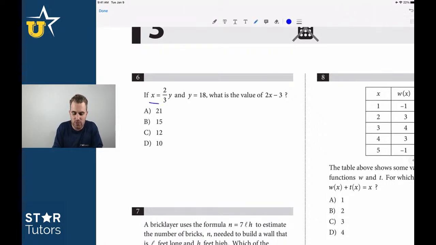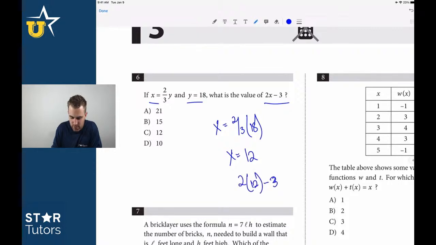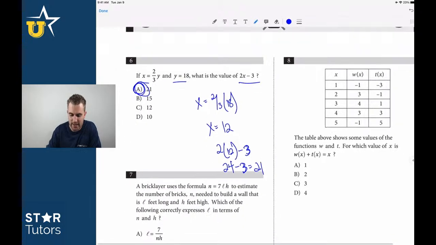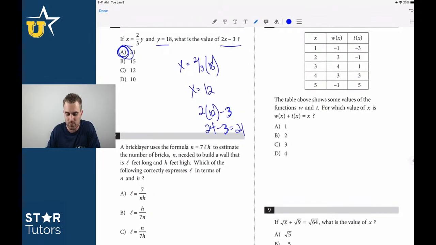If x is equal to 2/3 y and y equals 18, what is this? This is just the most basic algebra problem. Even though it's number 6, this question is going to be easier than question number 1, I guarantee it, because we don't have to think about it. It's just basic math. x equals 2/3 times 18, so x would equal 12. 2 times 12 minus 3, 24 minus 3. That question is not very difficult. That is not a question that we have to get ourselves overwhelmed with.